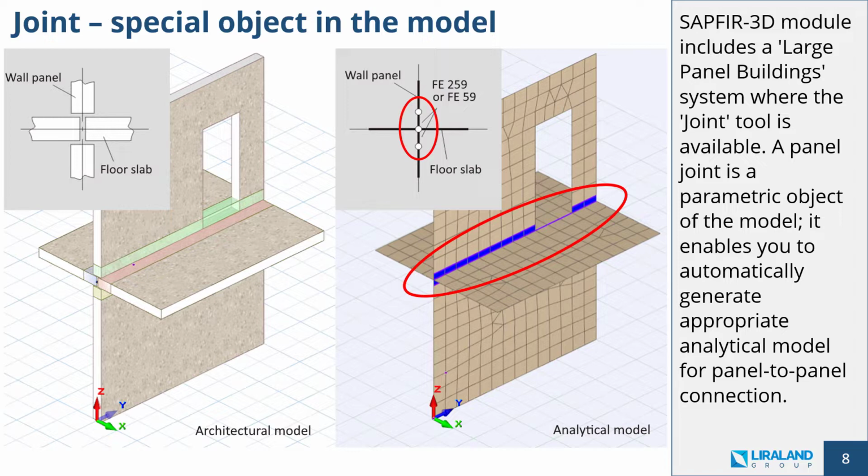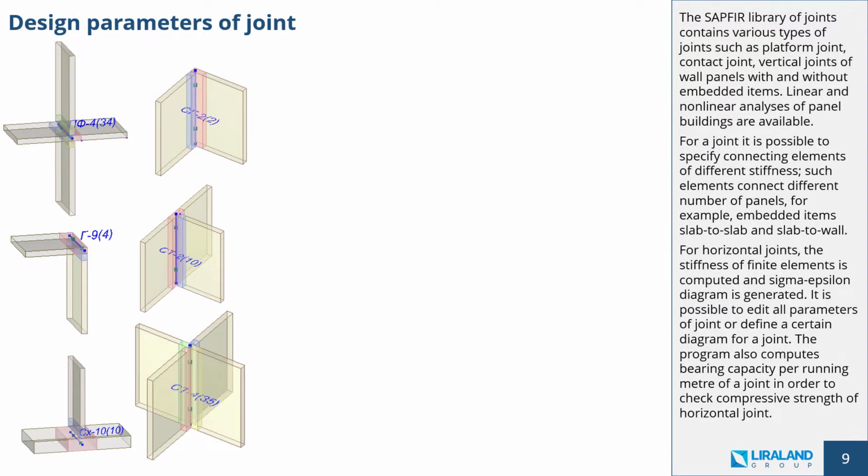These elements are generated for the entire height of the joint and allow you to take into account for analysis the compliance of the mortar joint in the panel joint. The SAPFIR library of joints contains various types of joints, such as platform joint, contact joint, vertical joints of wall panels with and without embedded items.